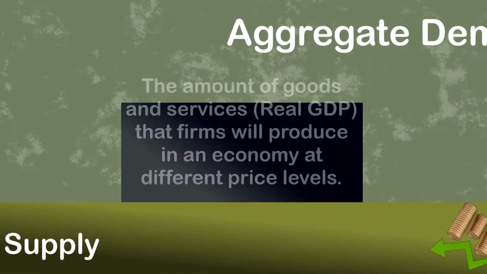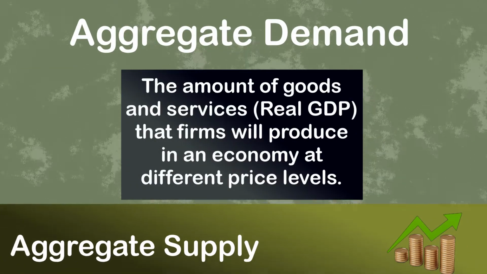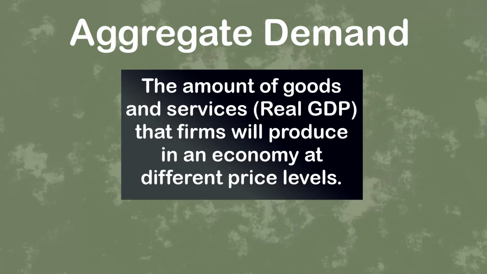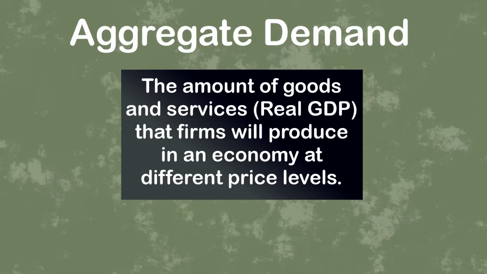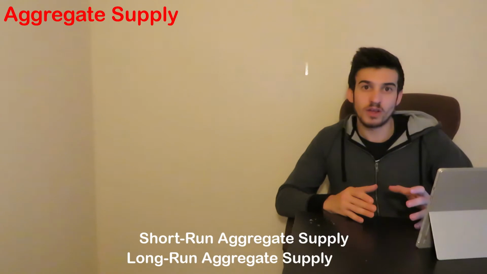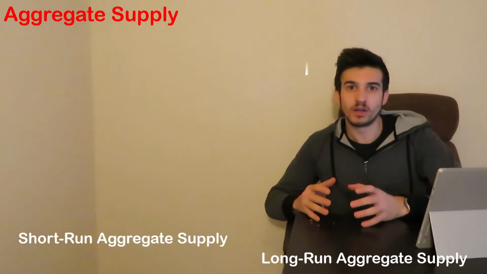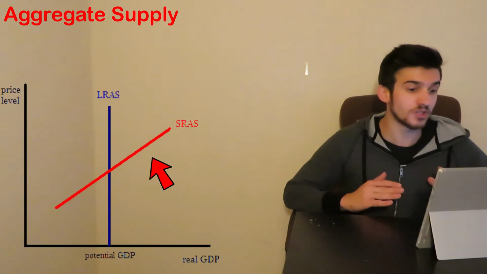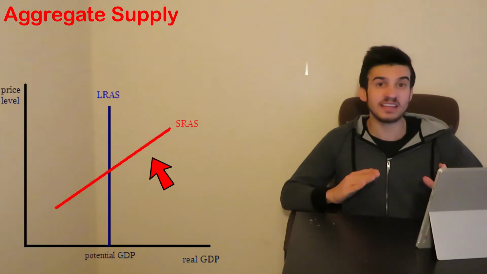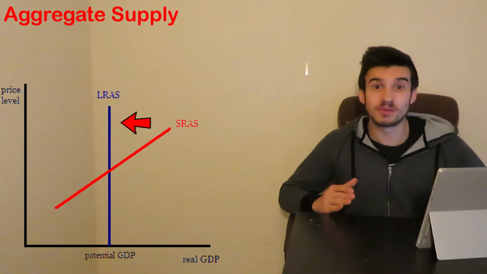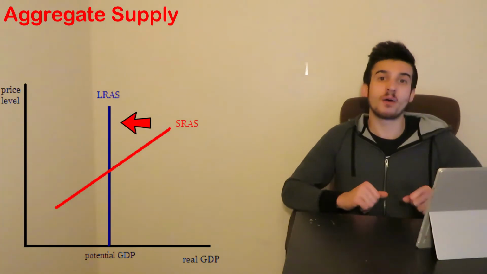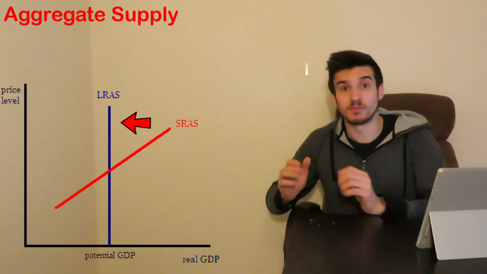Next up, we have aggregate supply. Aggregate supply is going to be the total amount of goods and services that firms are going to produce in an economy at different price levels. The total amount of goods and services is going to be equal to real GDP. Aggregate supply is going to differentiate between aggregate supply in the short run versus aggregate supply in the long run. Our short run aggregate supply curve, or SRAS for short, is going to show how our economy is being affected in the short term, while long run aggregate supply, or LRAS, is going to show how an event affects our economy over time. Seems pretty obvious, right?